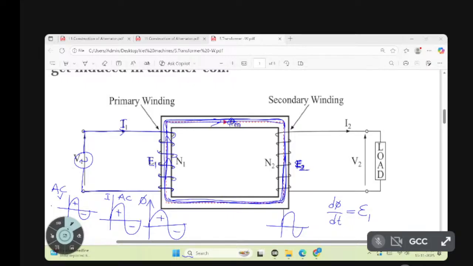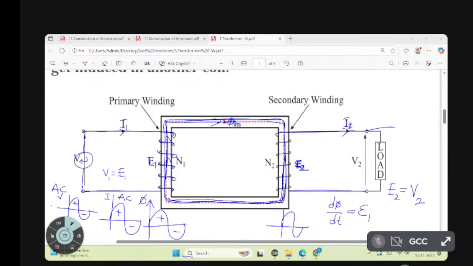Now if we connect this winding to any load, what happens? A current I2 will flow. If I connect it to a mobile charger, current will flow. If there is no connection, there is no current, but voltage is available. Here in the secondary, if we neglect the losses, V2 is equal to E2. Here also if we neglect losses, V1 is equal to E1.